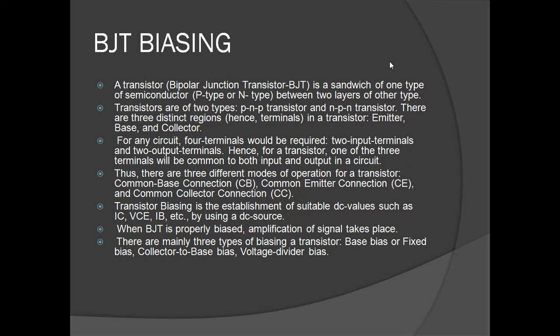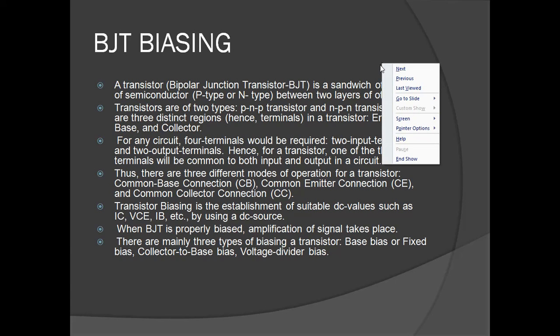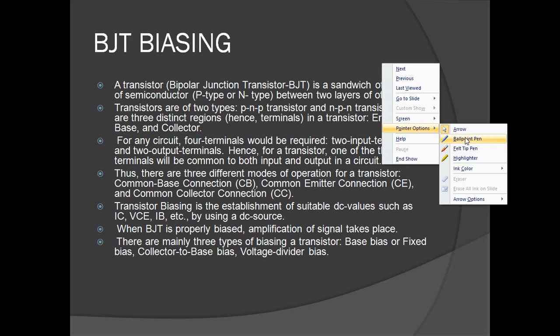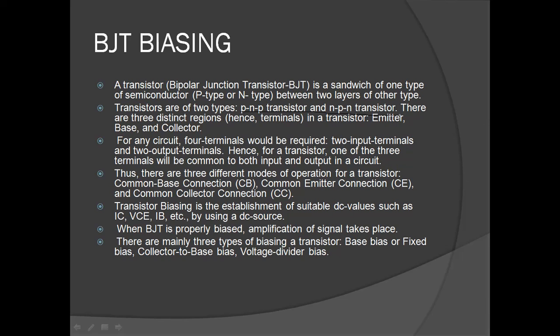BJT is also called a transistor. It stands for bipolar junction transistor. It is a sandwich of one type of semiconductor, either P type or N type, between two layers of another type. Transistors are of two types, PNP transistor and NPN transistor. There are three distinct regions or terminals in a transistor: emitter, base and collector.